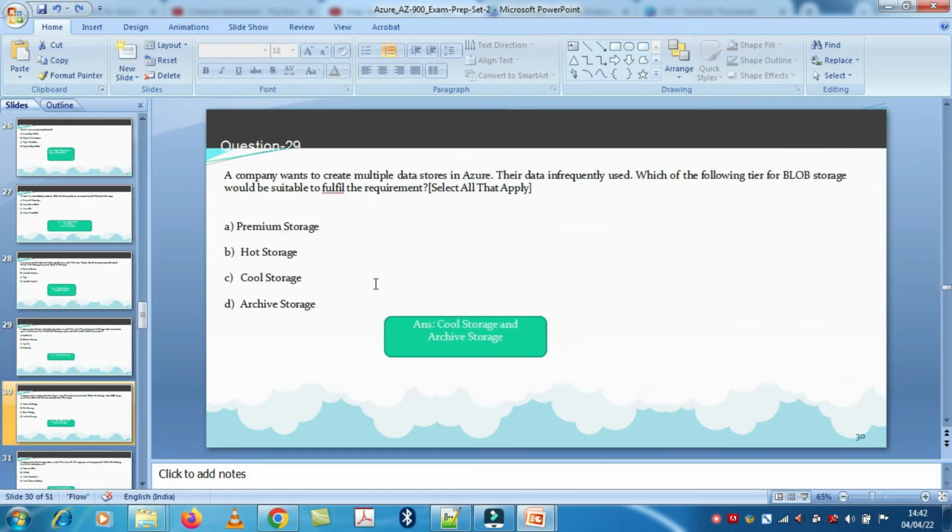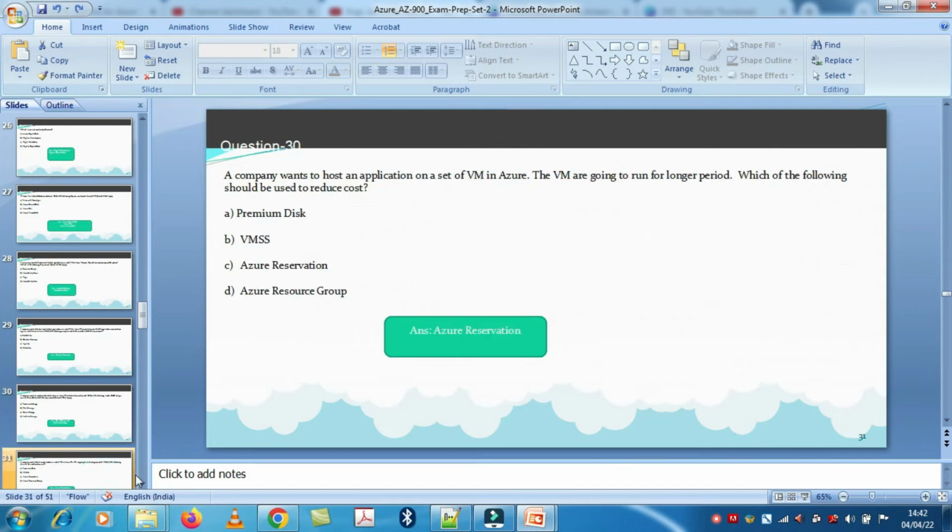A company wants to create multiple data stores in Azure. Their data is infrequently used. Which of the following tiers of blob storage would be suitable to fulfill the requirement? So you need to know what blob storage is. Blob storage is always related to your cool storage and archive storage. Okay, so the answer for this one is C and D. Now moving to the next question, guys.